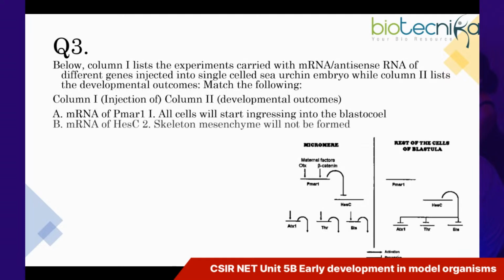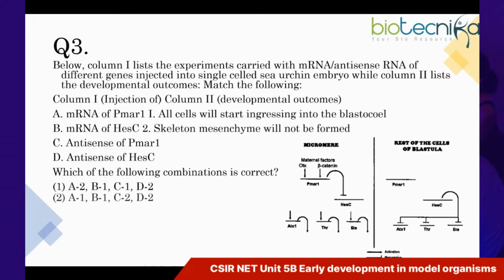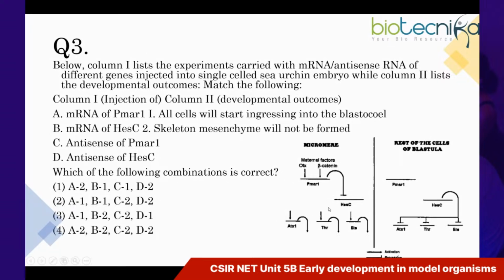Okay. This is regarding the double negative circuit of the gene regulatory network of sea urchin only. That is, two cells they have given: micromeres, and the rest of the cells of the blastula. So just now I told you that micromeres are autonomously specified. We have talked about this particular topic today in class.